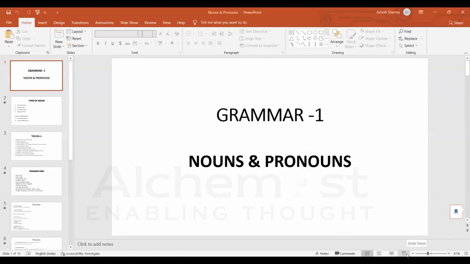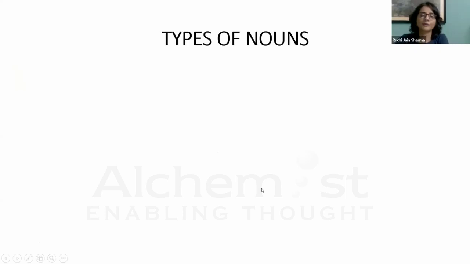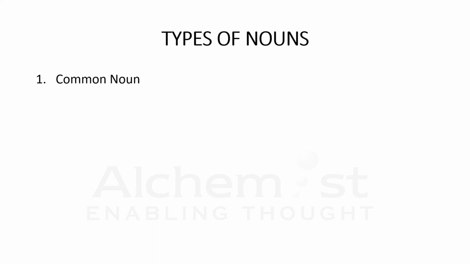Yes, ma'am. Okay, good. So let me just share my screen with all of you again. So nouns and pronouns. The types of nouns, like I said, common noun. Can you give me an example of a common noun? Trees, flowers, cars. Yes, all these are common. Girls, students, boys, right?